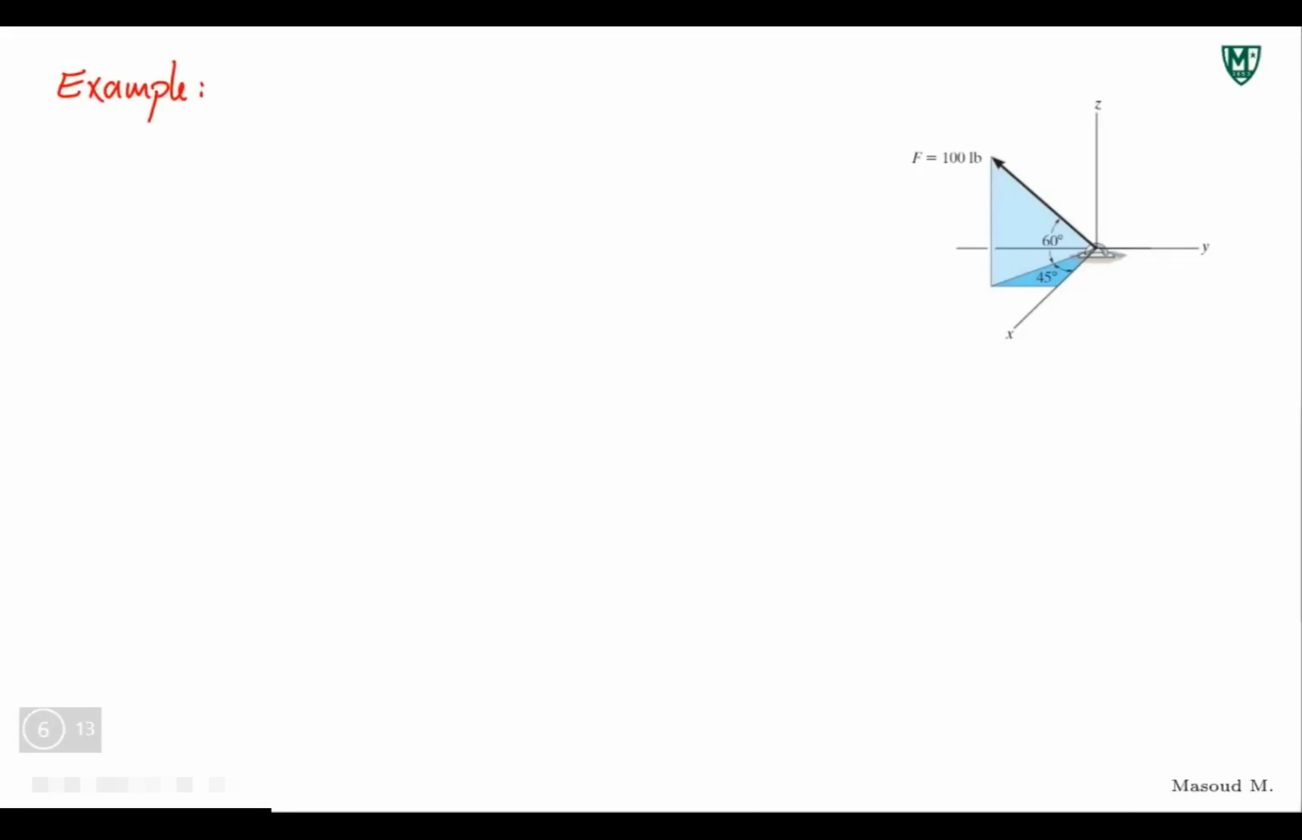So I have a vector, force, obviously. That's what we deal with in this course. Its magnitude is 100 pounds. I'm given the magnitude of the vector, and I'm given the angle it creates. Well, I'm giving two angles.